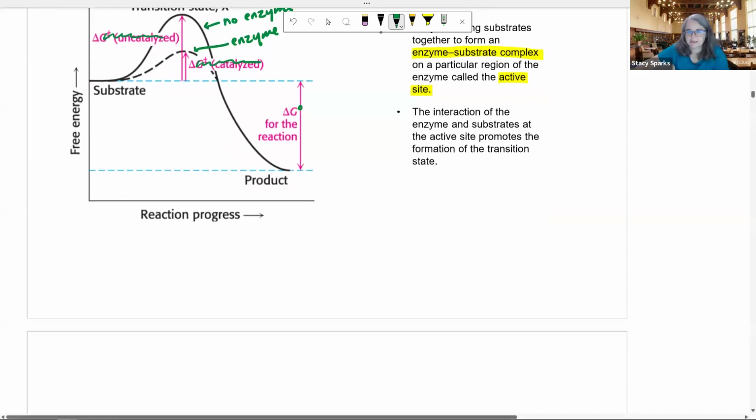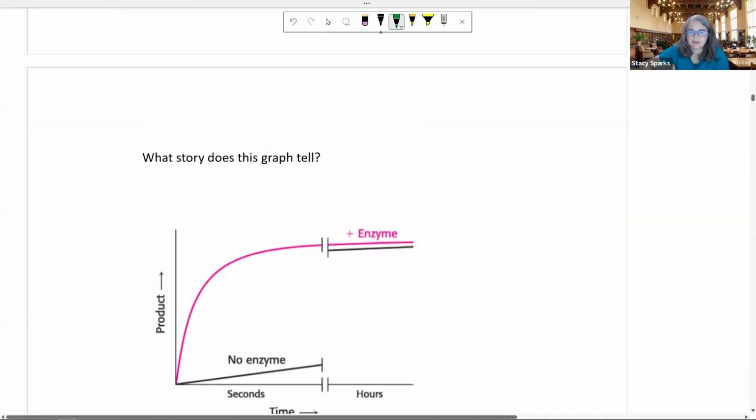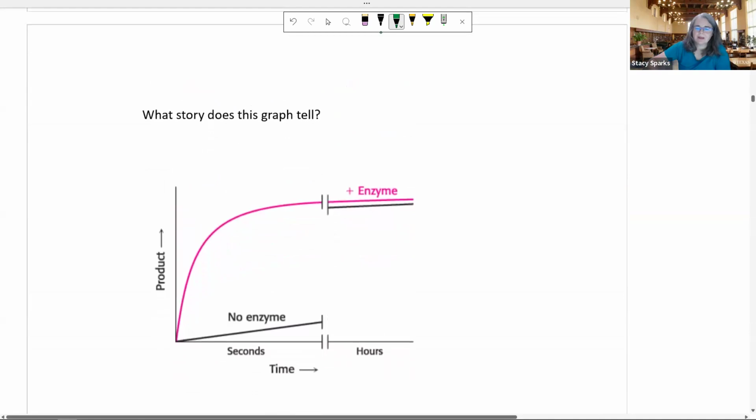All right, one last thing on this video. So let's look at this graph. So on the black line, no enzyme. The pink line, we've got enzyme. And we can see that over in this section, the enzyme makes the reaction rate much faster. But when we get over here, not so much anymore, right? Enzyme, no enzyme. We've achieved the same amount of product.